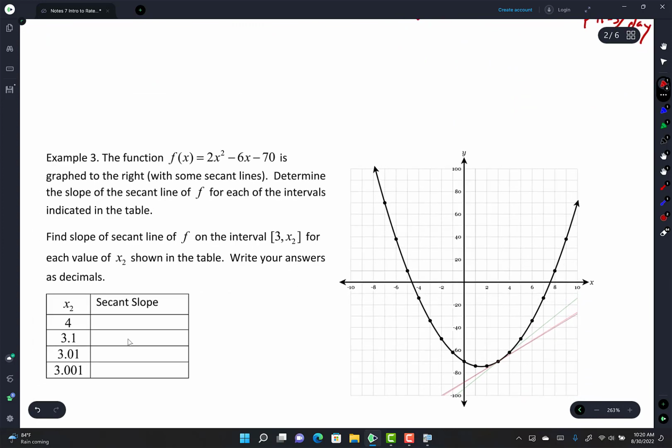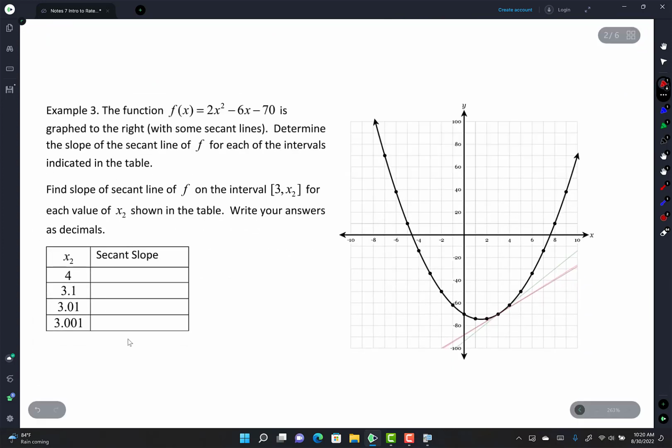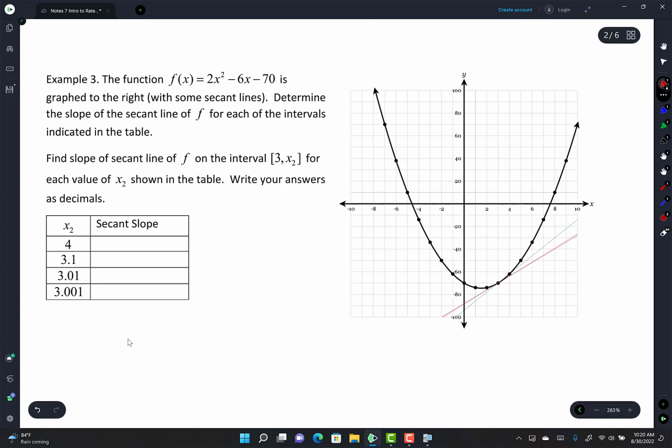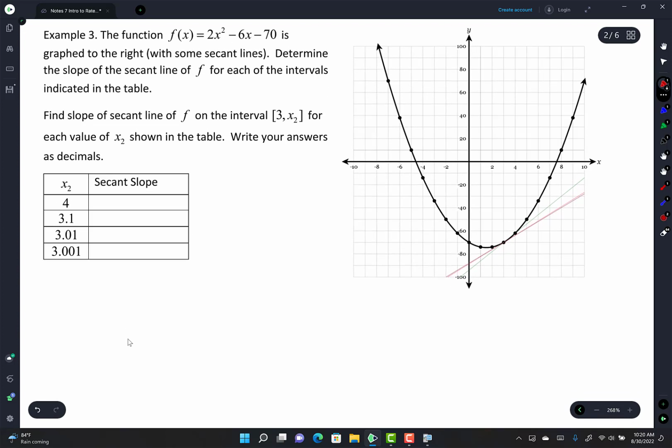Ready for this question? It says the function f of x, and I have some function, is graphed to the right with some secant lines. Determine the slope of the secant line of f for each of the intervals indicated in the table. Find the slope of the secant line of f on the interval 3 to x2 for each value of x2 shown in the table. Write your answers as decimals. Okay, no big deal.